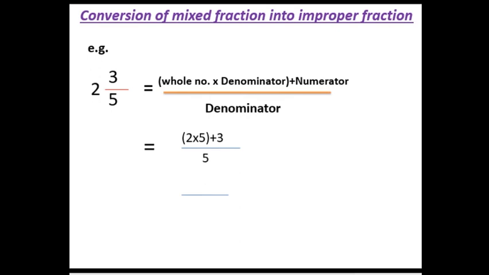Now what will we get? 2 fives are 10, that is 10 plus 3, and the denominator as it is, 5. Now calculate 10 plus 3, that is 13 upon 5. Now you can see here you get your improper fraction. Improper fraction means the numerator is greater than the denominator. So this is the conversion of mixed fraction into improper fraction. So I think this is all about fractions.